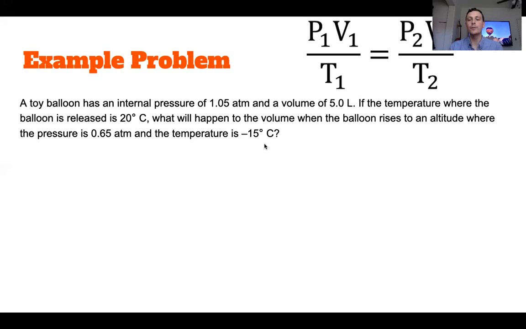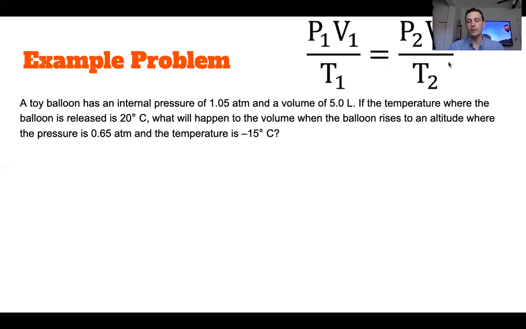So here we need to use the whole combined gas law because we're talking about pressure, volume, and temperature, all three of these. We have our initial data, and we have two parts of our final data. We need to know what will happen to the volume, so V2 is what we're going to be trying to find here.